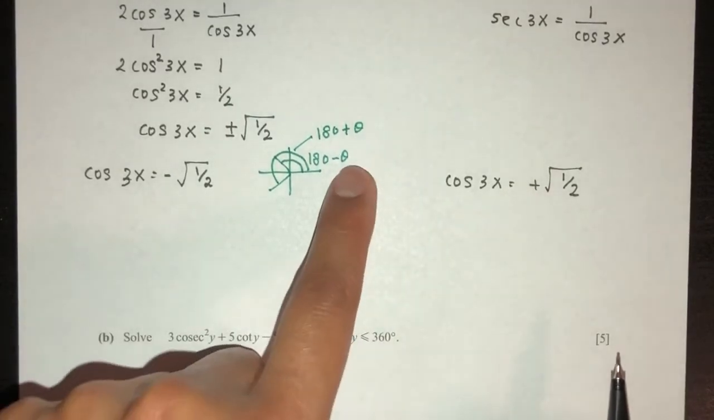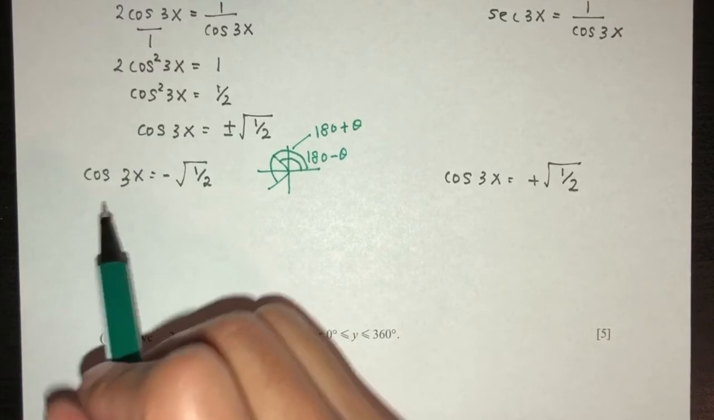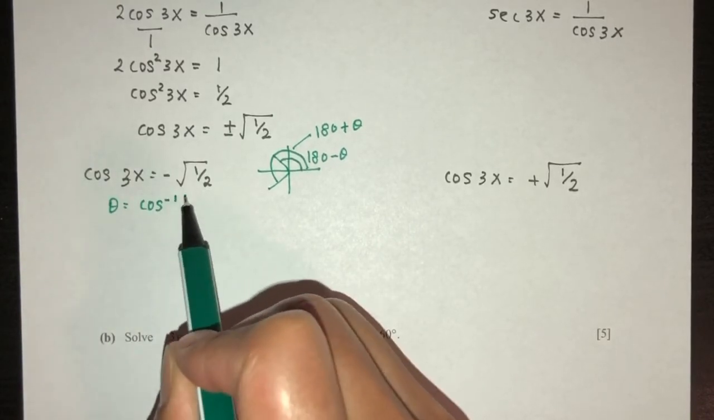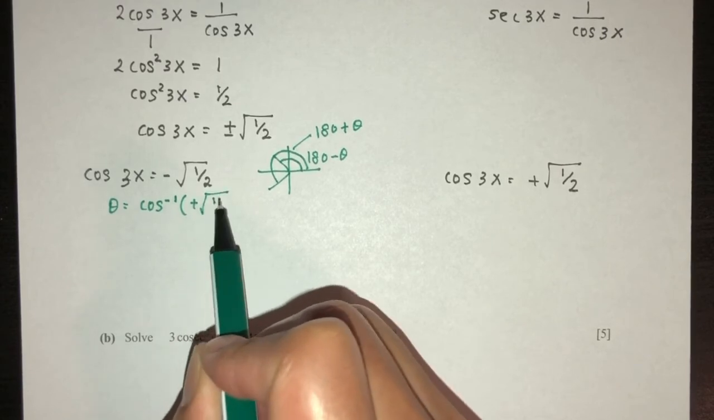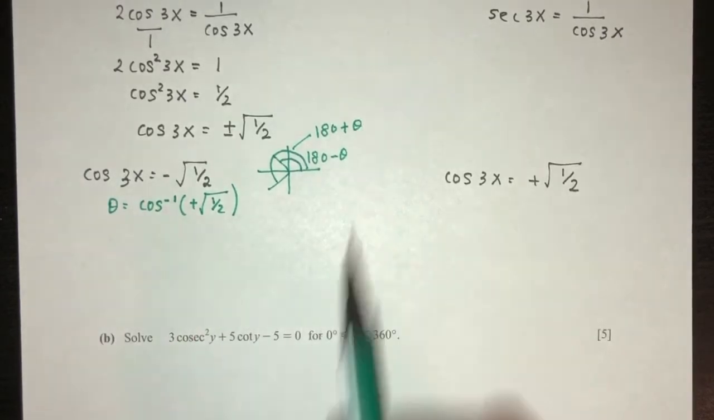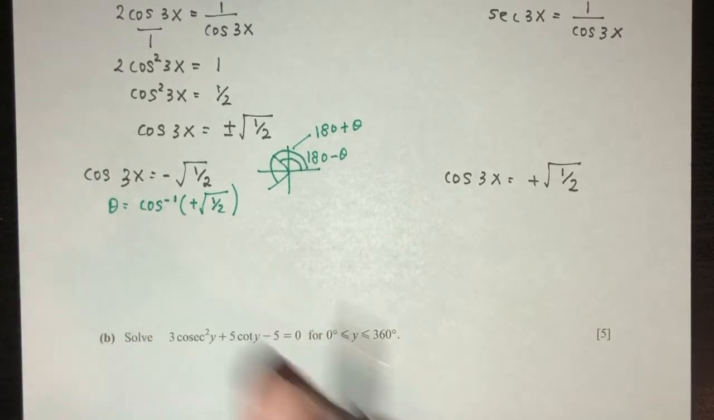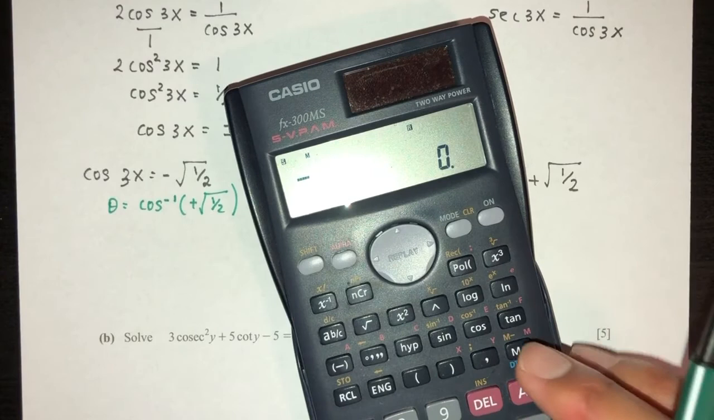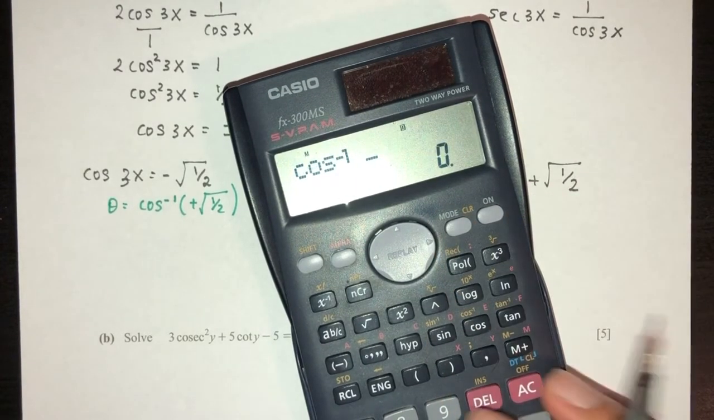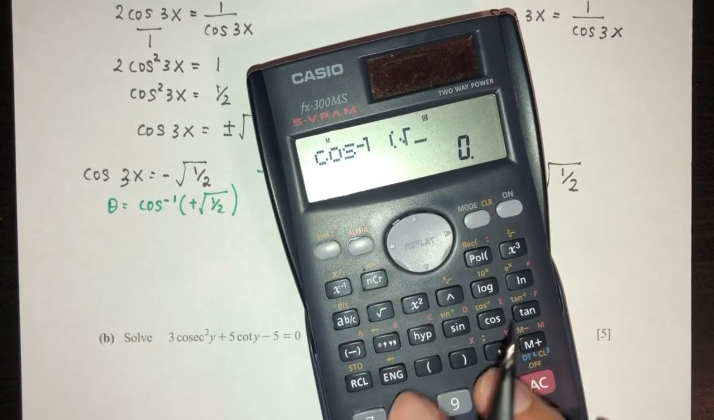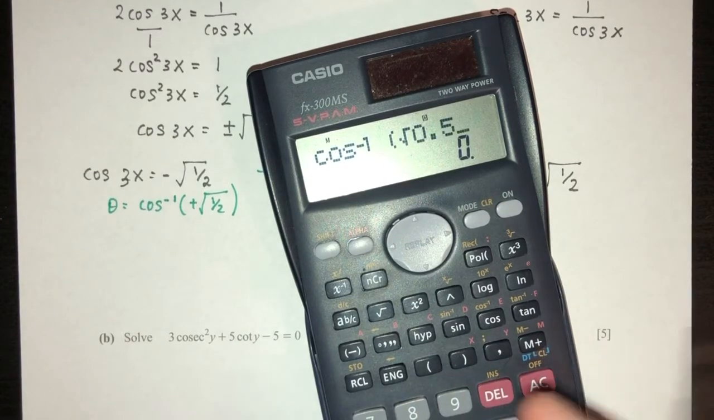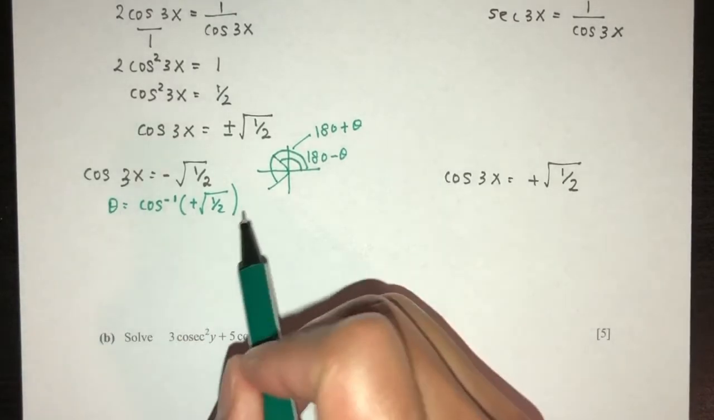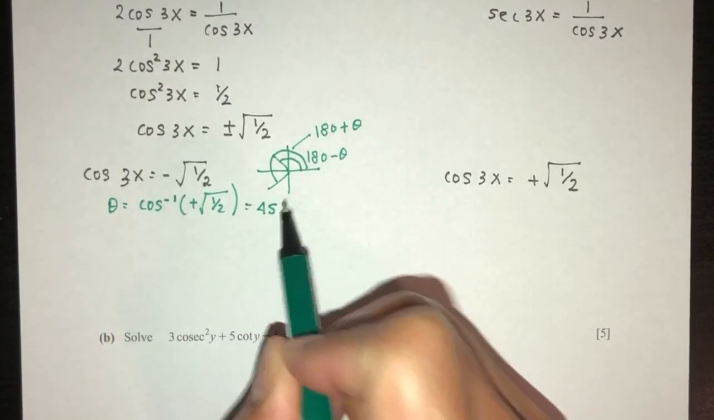So let's first find the value of theta. Theta is different from 3x, so theta here will be cos inverse of the positive value of root of half to find the value of theta. But that is not your value of 3x. 3x is this thing that we need to find. Okay, so cos inverse, let's use degrees, of root 0.5, right? Half is 0.5. That should be 45 degrees. So theta is 45 degrees.